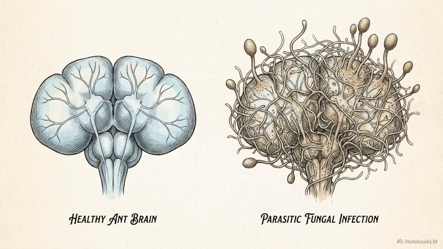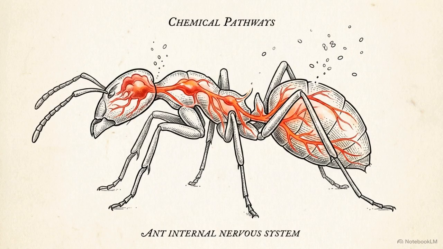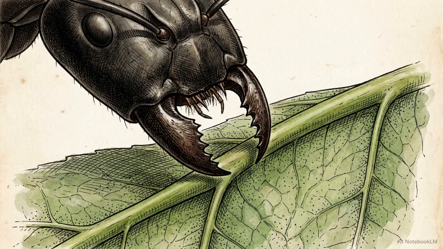The fungus never actually consumes the ant's brain. Instead, it chemically pilots it. The parasite keeps the host alive and aware, turning the ant's nervous system into a biological vehicle steered entirely by fungal chemicals. Once the ant is steered to the correct leaf, the fungus executes the famous death grip.